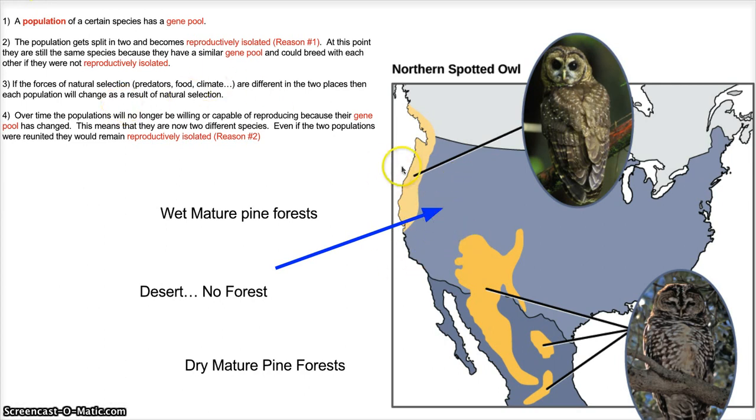Now the forces of natural selection are different. This is a wet, mature forest, and these forests down here are dry. So there's going to be different food. There's going to be different climate. A whole different kind of predators live here than down here. And changes happen to them as a result. And you can see them. They look different. So now even if you were to bring these two owls back together, or if for some reason this desert starts to become wet again and becomes a forest and they could become united, they probably will not reproduce with each other because they are two separate species and they have very different behaviors.